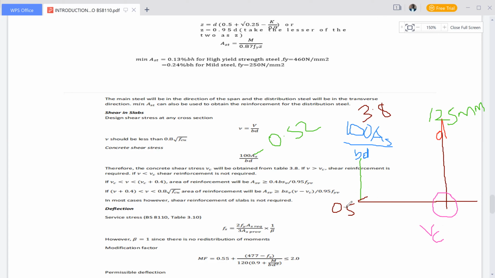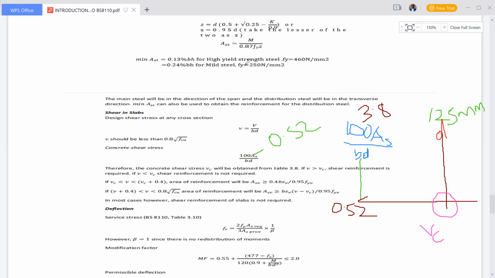Sometimes you will have to extrapolate. Remember it is 0.52. So 0.52 along 100 As over bd, then you move up a horizontal line, then along effective depth, you spot where there is 125 millimeter and also draw a straight line. So where they meet, the value obtained there is your Vc. Sometimes we'll have to extrapolate, which is okay. So that will be our concrete shear stress.